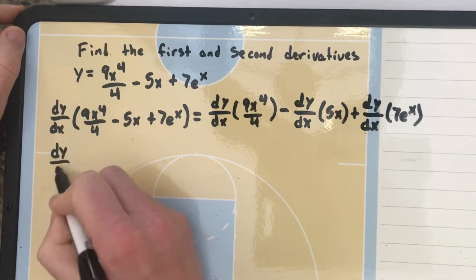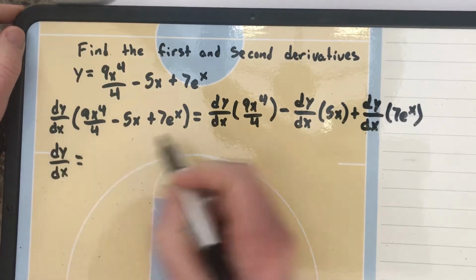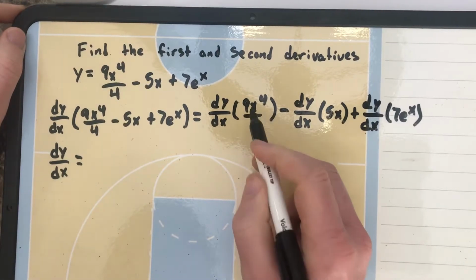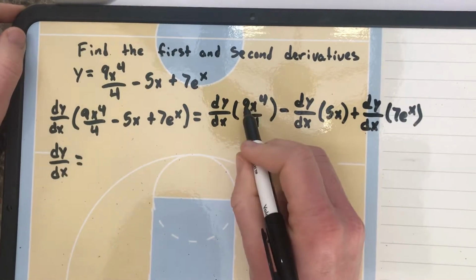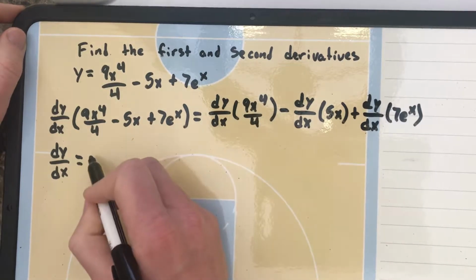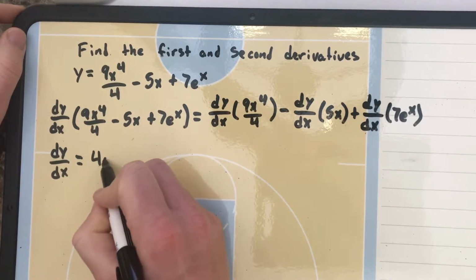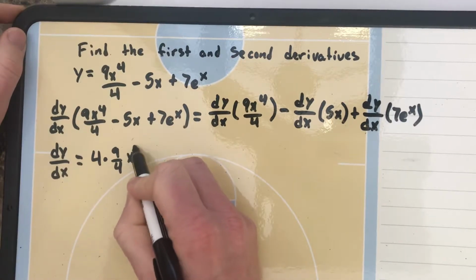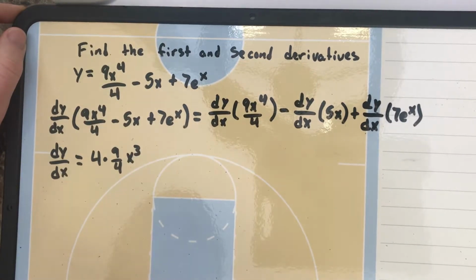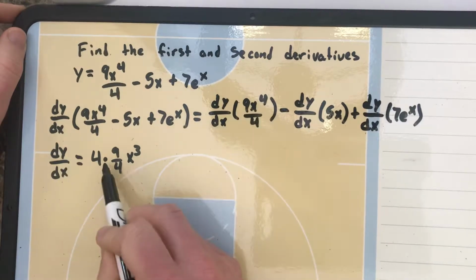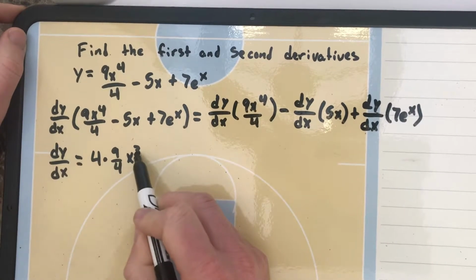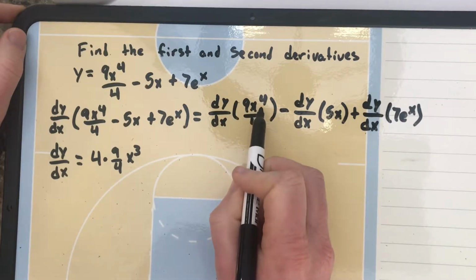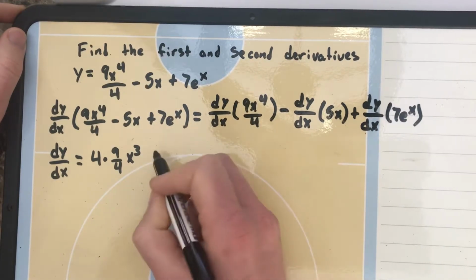So I'm going to say dy over dx equals, find the derivative of this first one. I bring the 4 out front. Now I'm going to end up with 4 times 9 over 4. So we'll end up with 4 out front times 9 over 4 x to the third. Okay, you see that we bring the 4 out front, we're taking it times 9 over 4, and then we reduce the power by 1. So we went from x to the fourth down to x to the third.